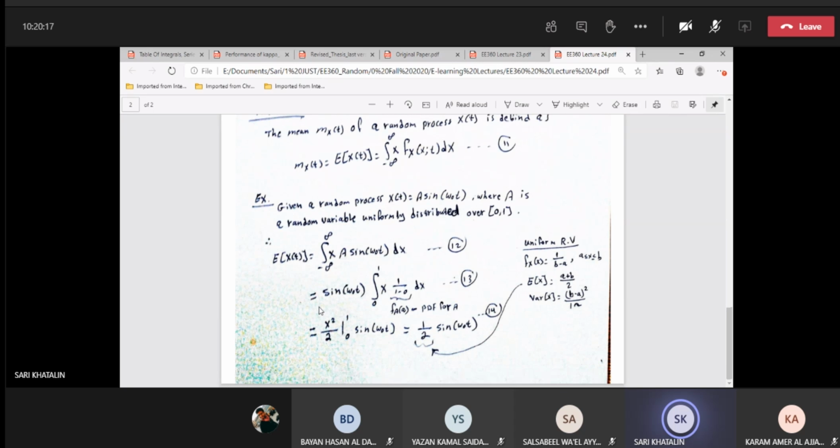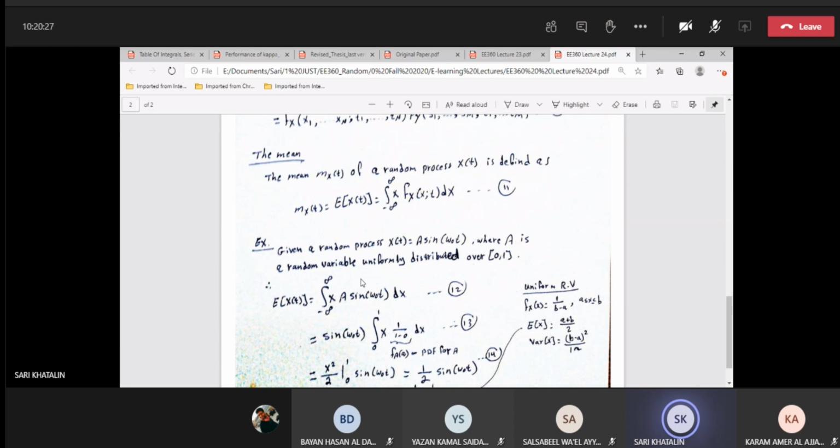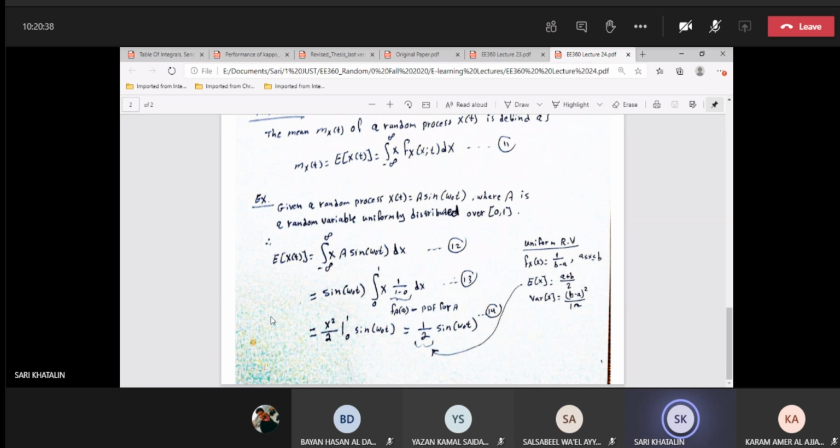And that's all I have for today. On Tuesday, inshallah, we'll continue with chapter 6, where we're going to talk about some more properties. Today we just talked about the mean. Next time we're going to talk about some other properties related to the new function, which is the random process. Any question related to today's notes?